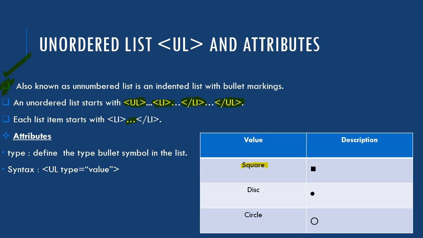Then come the attributes. Of course, we would like our bullet to look like this, or maybe like this, or maybe like these over here. We can mention that specifically by writing UL type equals, in double quotes, square, disc or circle, to specify what kind of bullet we would like to have in our unordered list.